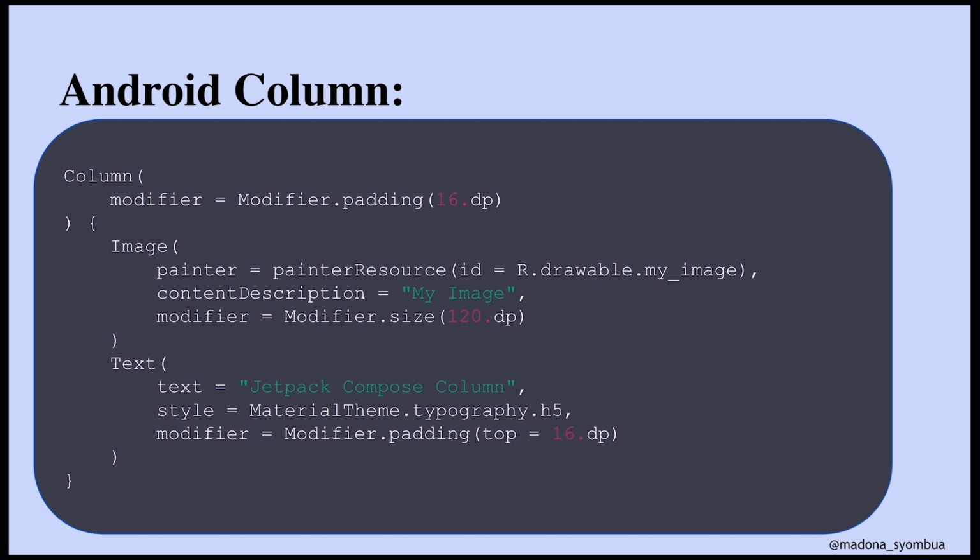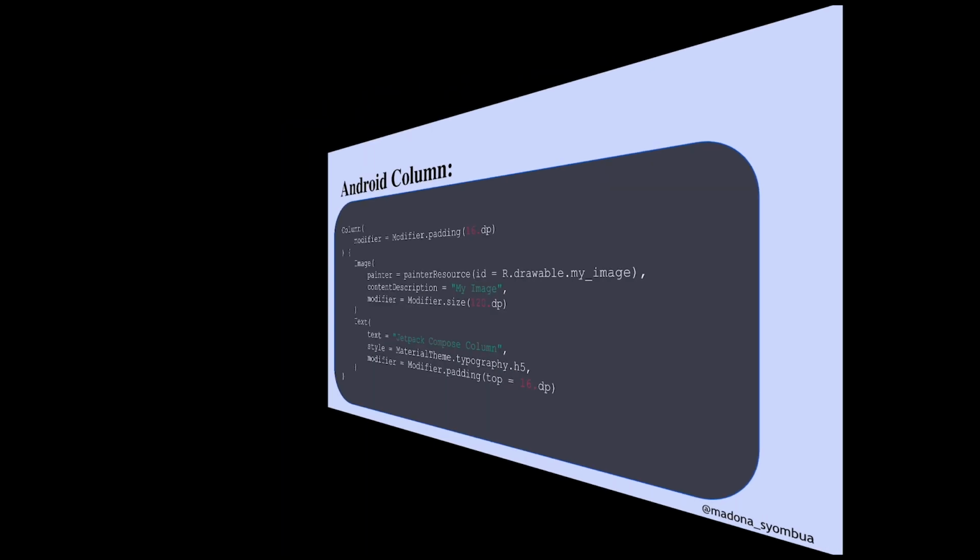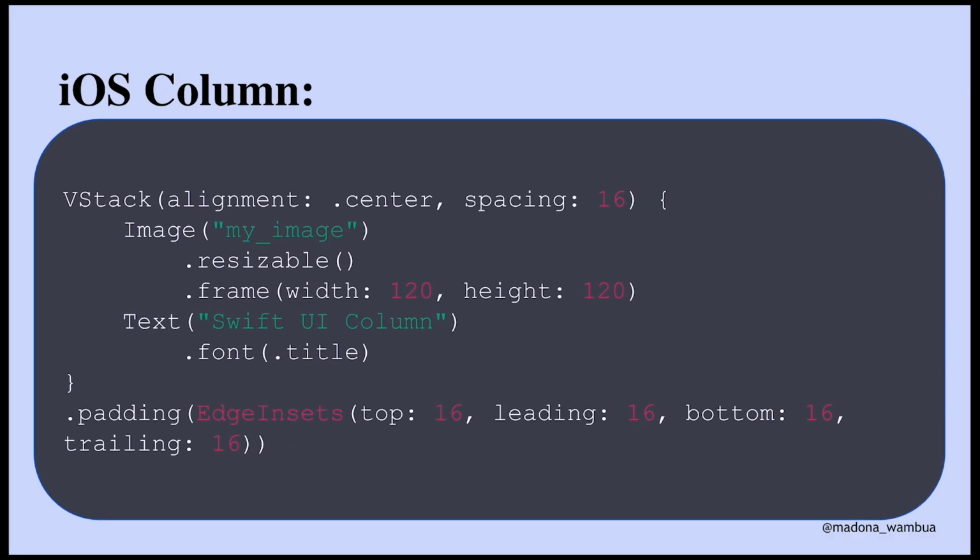So in Jetpack Compose, the column component is used to arrange child components vertically or any way you would want to. Now, the image component is used to display an image, and the text component is used to display a text. The modifier parameter again is used to set the layout properties of the column and its child components, such as padding and size and other things. And as you can see there, we just have an image that is already included in the column and the text.